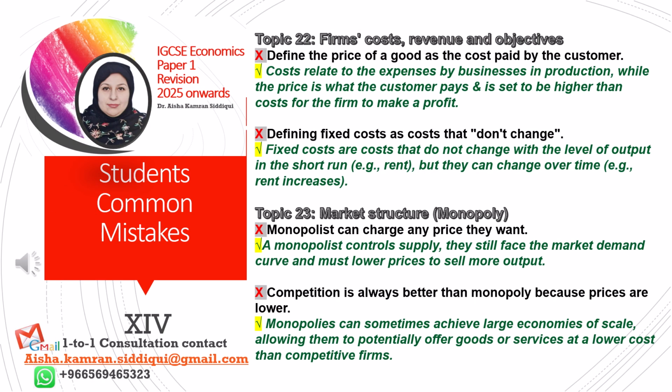Topic number 22. Firms, cost, revenue and objectives. Here students define the price of a good as the cost paid by the customers. The correct thing is costs relate to expenses by businesses in production, while the price is what the customer pays and is set higher than cost for the firm to make a profit.